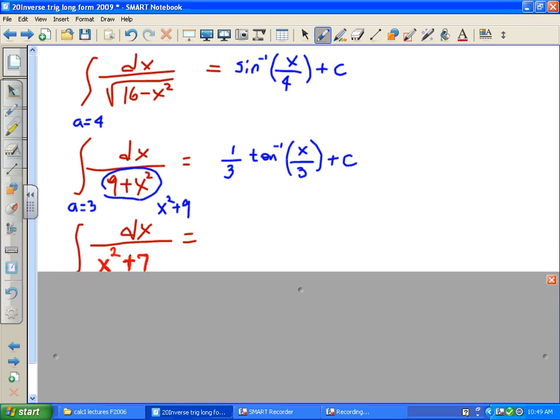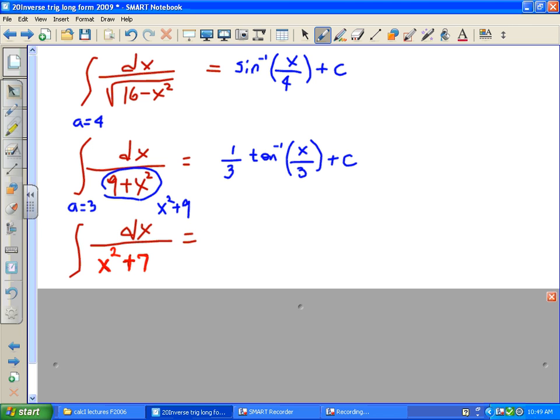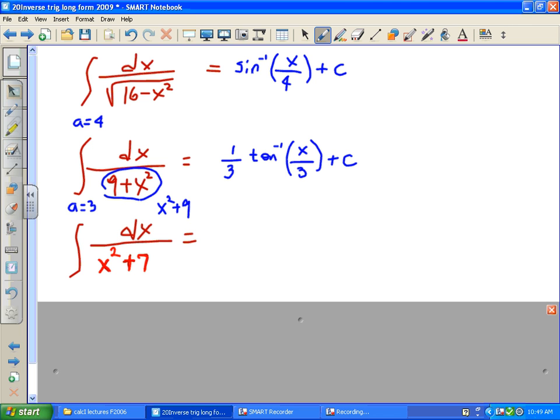Again, if you know your formulas, these are really easy. Okay, for this question, what will be our A? Good, it will be the square root of 7 because 7 represents A squared. So for this question, A is the square root of 7. So could somebody tell me the answer from the beginning to the end? Yes, Joey, 1 over root 7 times inverse tangent of x over root 7.